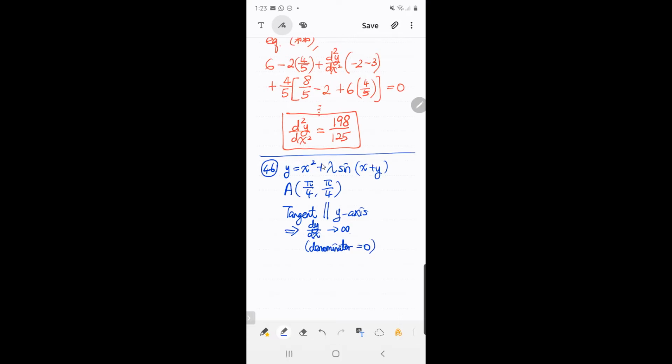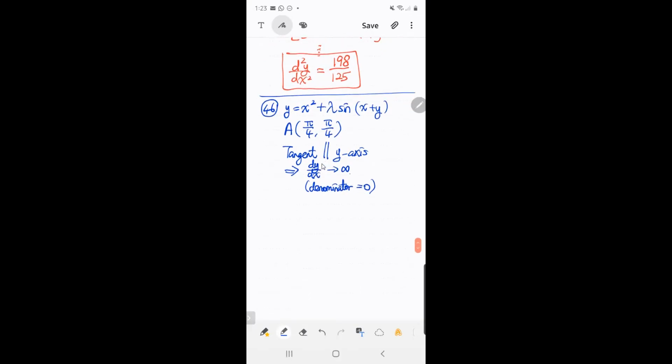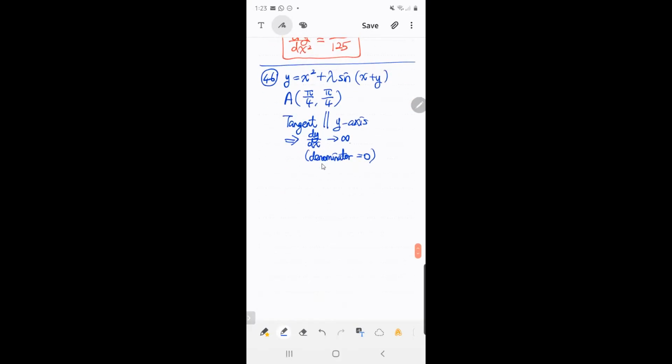Then later on, you have to prove that the d2y dx2 is equal to the given function. Question 46, you refer to your own handout. So question 46, we start with differentiating the equation star. So let's say I call this equation star. You differentiate equation star with respect to x. So I have dy dx is equal to 2x plus, keep the constant lambda, followed by sine of x plus y. So you have to differentiate sine. So you get cos of x plus y, then use the chain rule.